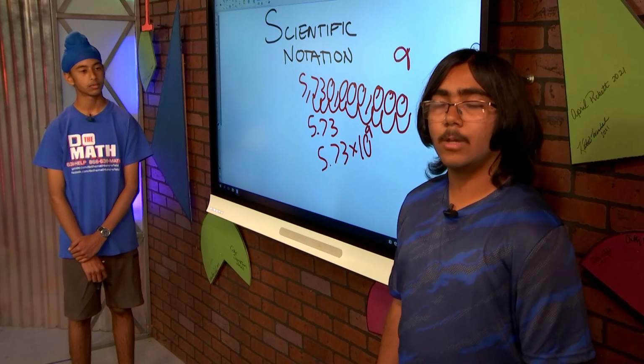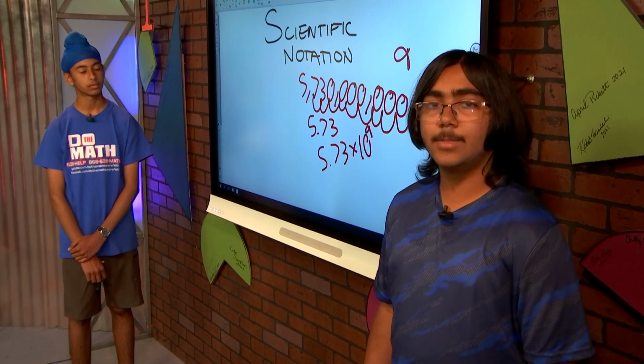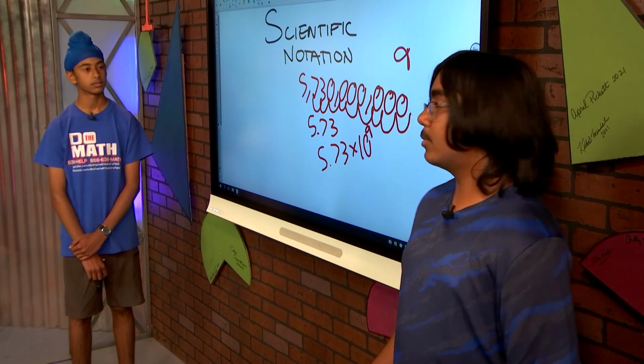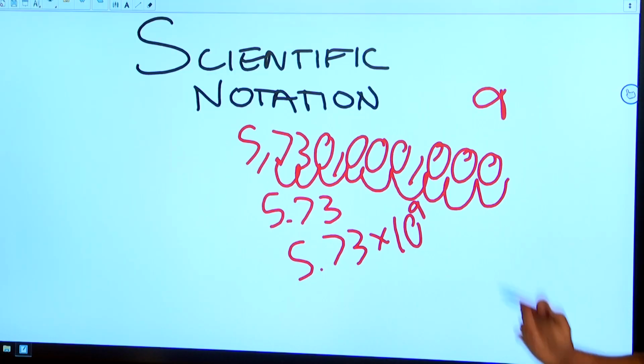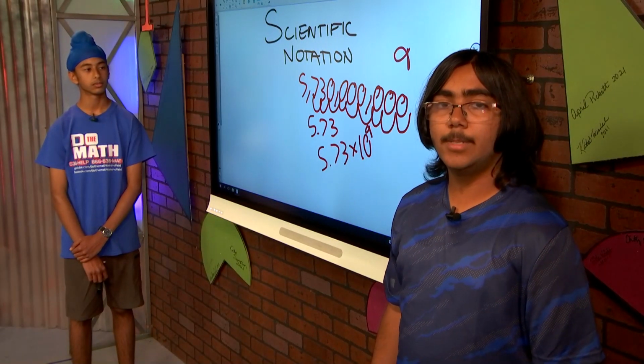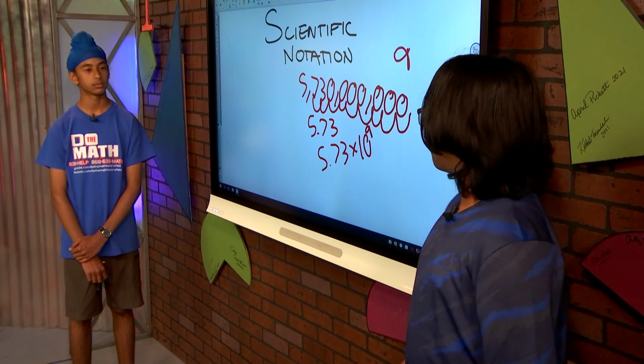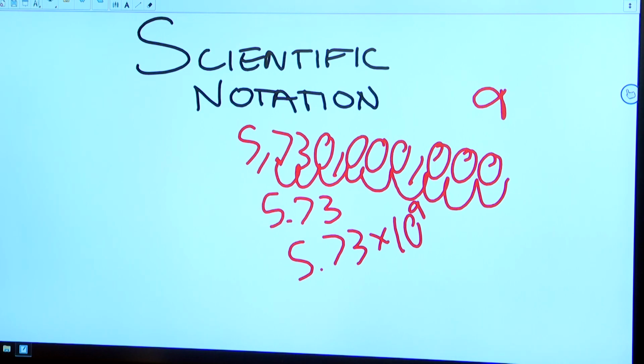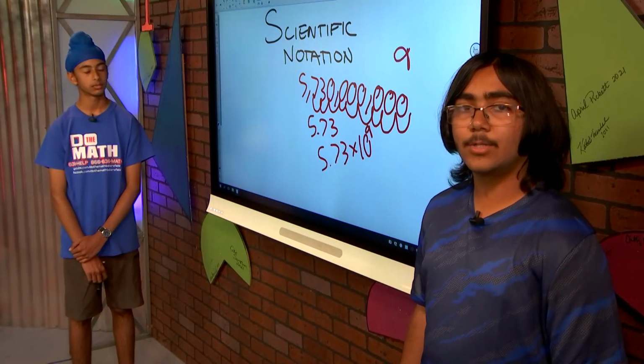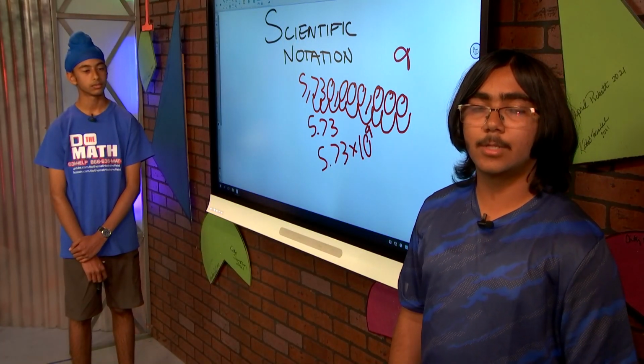Well, as we know, if you multiply a number by 10, it moves the decimal point to the right. And since we moved it to the left 9 times on the original number, we're going to need to move it to the right 9 times so that we can make it into the original number, which is why it's 5.73 times 10 to the 9th. And that's how you change really big numbers into scientific notation.